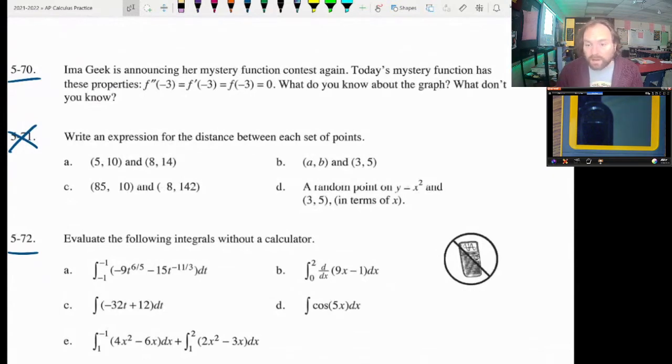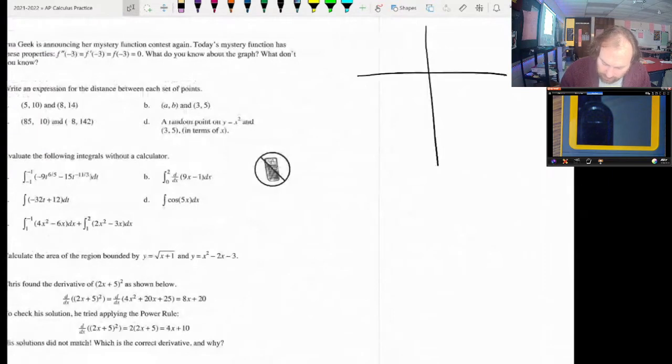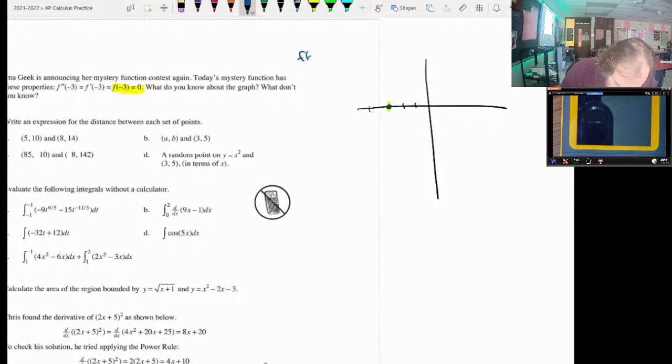Wow. What do I know about the graph and what don't I know? Okay, let's think about this. I know that the point (-3, 0) is on the graph. 1, 2, 3, 0. So I know this point is there. And I know that because f(-3) is 0. So that's the starting point. f(-3) equals 0. Translation: the point (-3, 0) is on the graph.